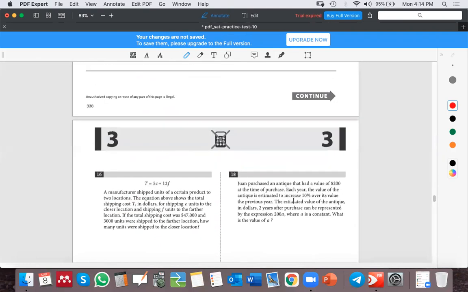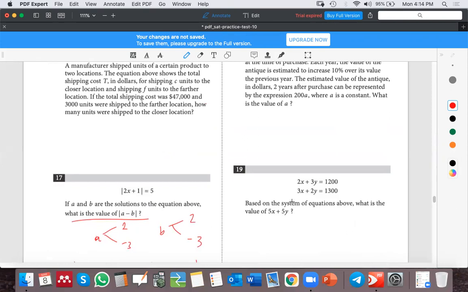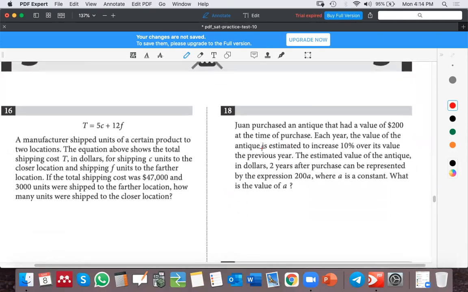Now, let's talk about 18. What is this? John purchased an antique that had a value of 200 at the time of purchase. So we are given this amount at the beginning. Each year, the value of the antique is estimated to increase 10%. So that means 1.1 is the rate. Each year, we are multiplying with this thing. The estimated value of the antique in dollars 2 years after purchase can be represented by the expression 200.